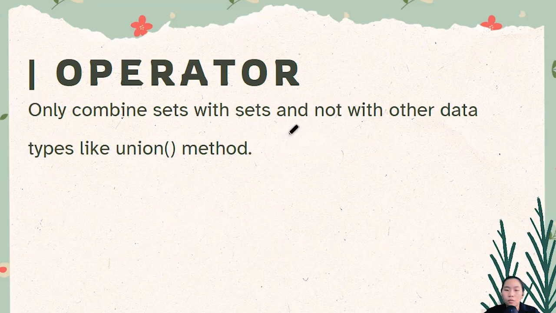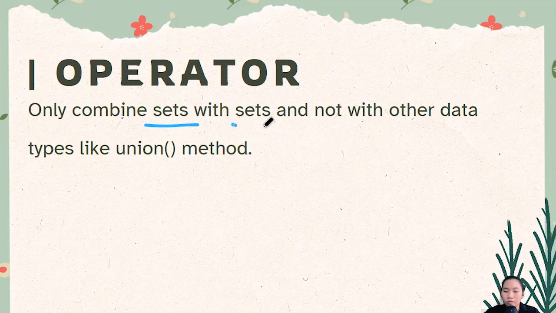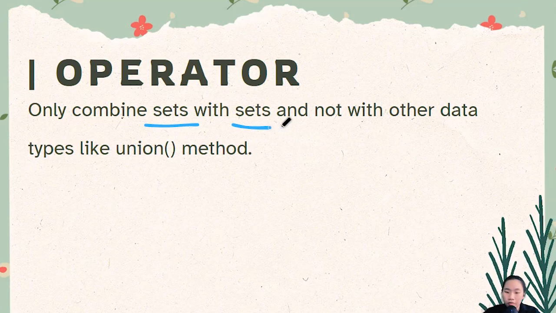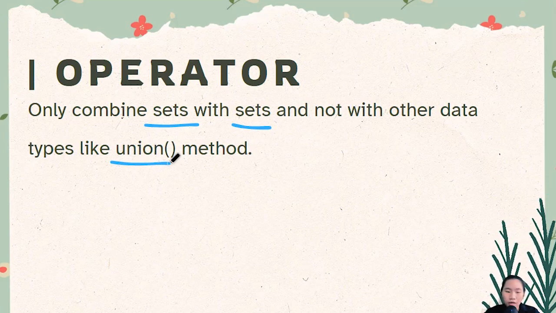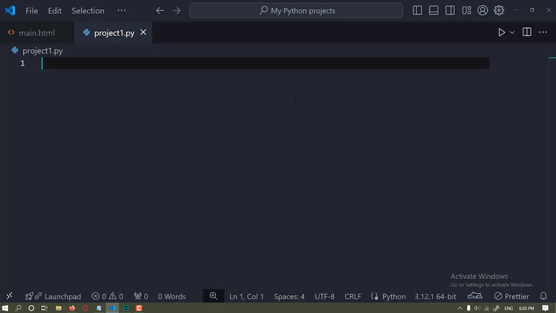Okay? Now, one thing about this operator is that it only combines sets with sets, so it's very restrictive. It's short and clean, but restrictive, and it doesn't work with other data types. Whereas union is a little bit longer, but you can combine the sets with a list, a tuple, a dictionary, whatever you want. Okay, now let's have a bit of a demonstration.